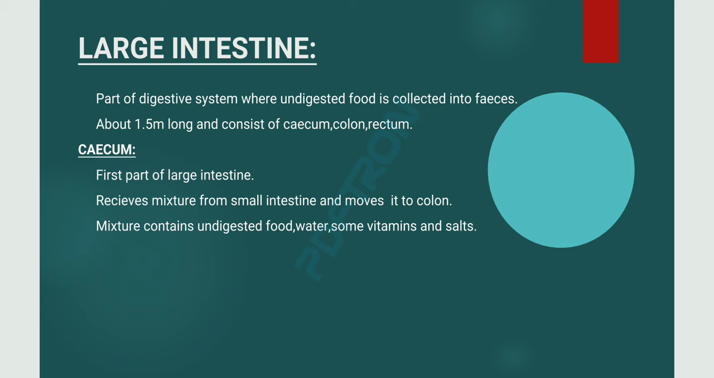First we discuss the cecum. The cecum is basically the first part of the large intestine. It receives the mixture from the small intestine and moves it into the colon. This mixture basically contains undigested food, water, some vitamins and salts.